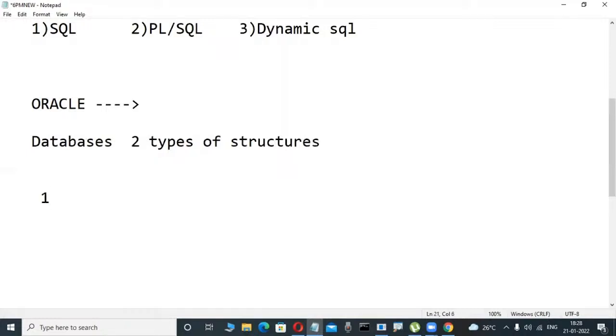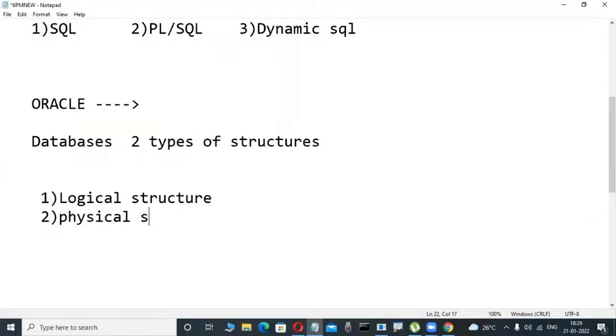Maybe anybody has an idea? Suppose you are taking Oracle, SQL Server, MySQL, DB2, any relational database software you are installing in your system, two types of structures are there. One is the logical structure. Database means it is a place where we can store structure. Another one is the physical structure.